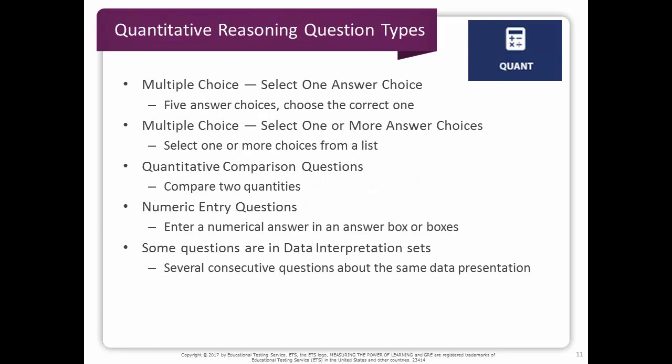The quantitative reasoning measure has four types of questions: multiple choice questions, select only one answer choice; multiple choice questions, select one or more answer choices; quantitative comparison questions; and numeric entry questions. Each question appears either independently as a discrete question or as part of a set of questions called a data interpretation set. All of the questions in a data interpretation set are based on the same data presented in tables, graphs, or other displays of data.